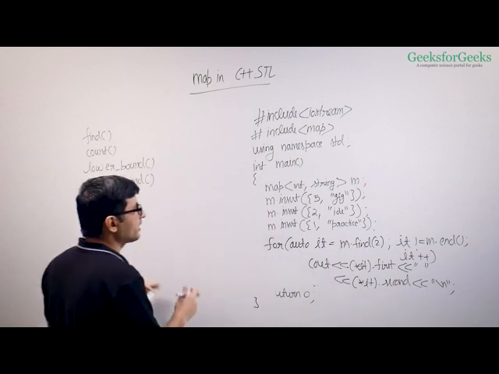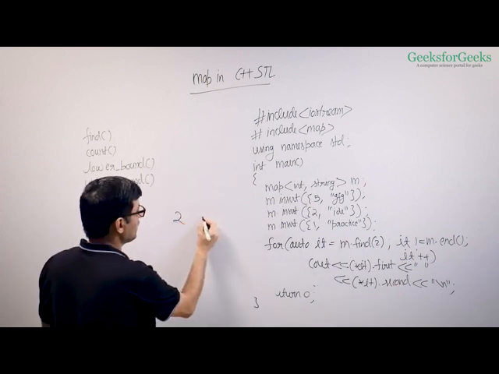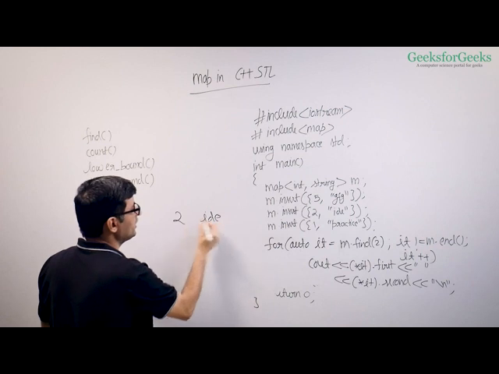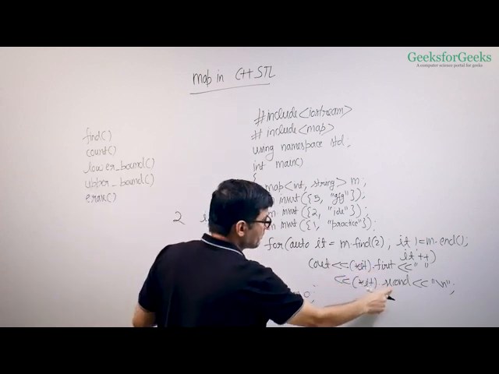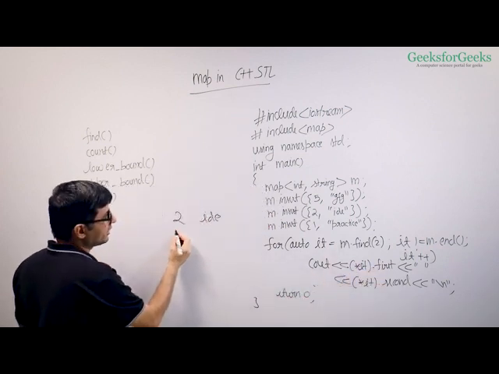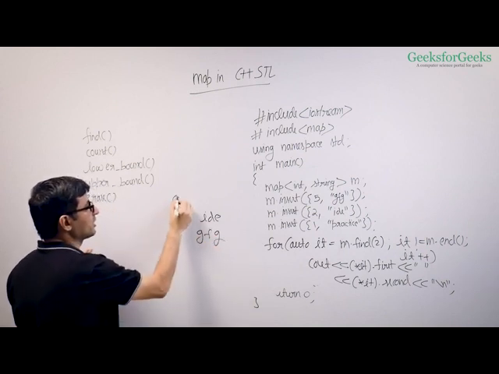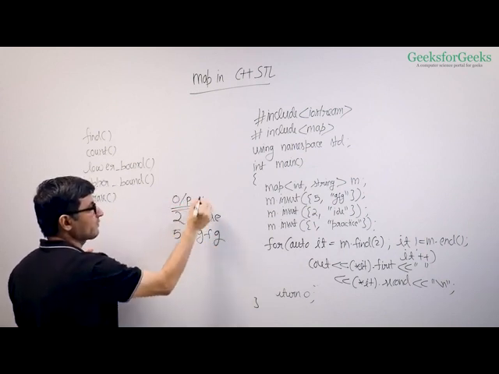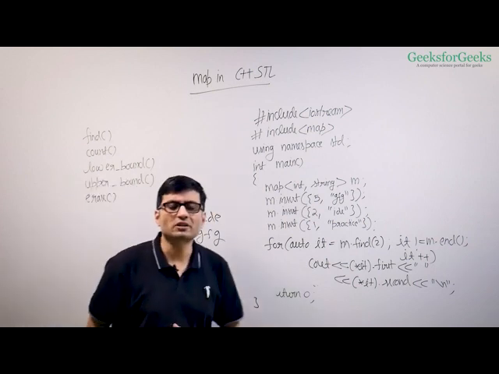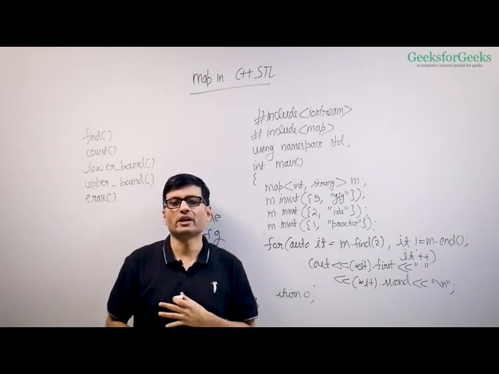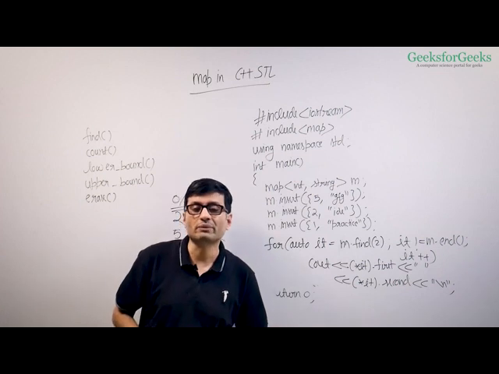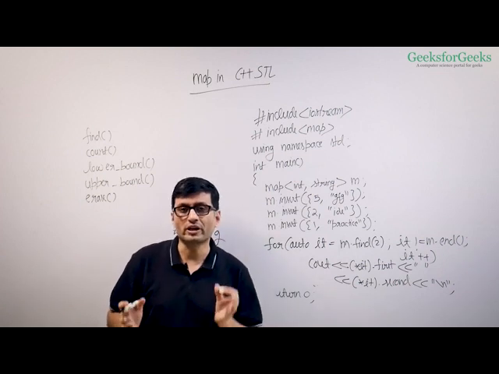So what it will print? It will print 2 and IDE. We're printing first and then we're printing second. Then there is a new line and then it will print 5 and GFG. So that's the output of this program that we've written. So find function is used to find an element. It returns iterator to the element if it is present. It returns m.end if not present.